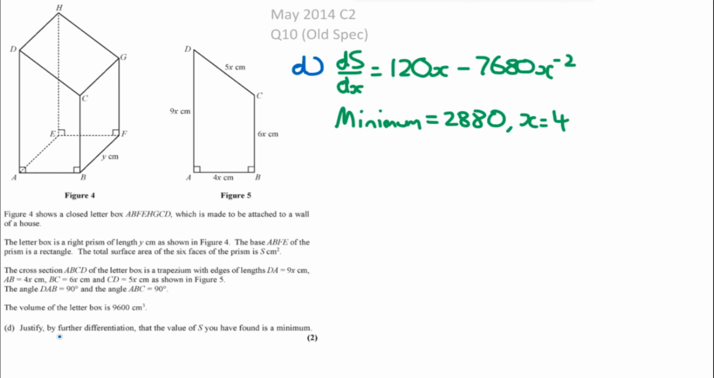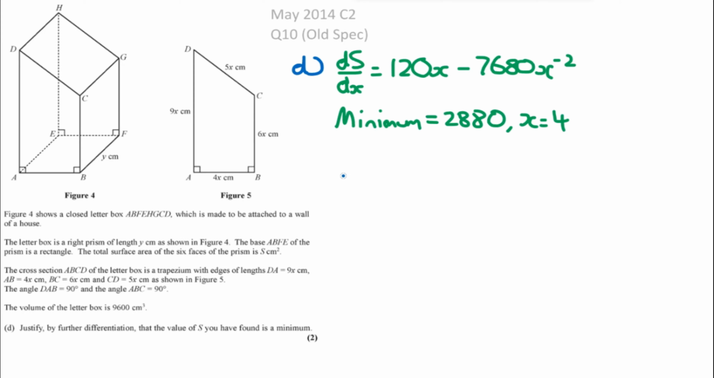So it specifically says by further differentiation, so we have to do the second order derivative, not the kind of analysing the points around x. So we have to find the second order derivative and then plug in x is equal to 4 where the minimum is, and this should give a positive number, which therefore proves that it's a minimum and not a maximum or a point of inflection.